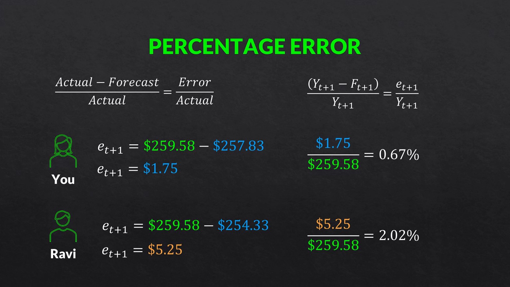There will be things that we learn later where we take the absolute value of error terms and then the sign won't matter. But in this case, because you and Ravi under-forecasted, the errors are positive, which leads to a positive percentage error. But of course, if either of you had guessed over 259.58, the error term would be negative, and therefore the percentage error would be negative also.